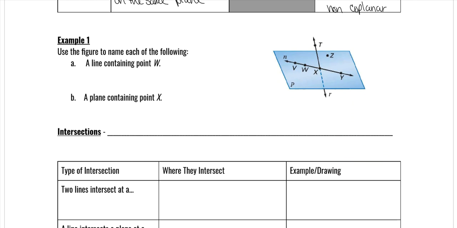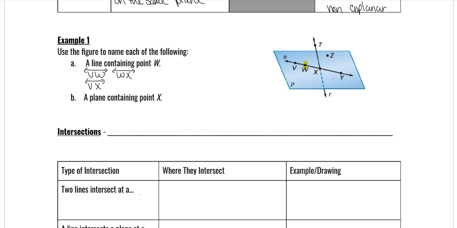So this says, use the figure to name each of the following. A line containing point W. Well, point W is right here, so it's only on one line. The problem is that you could name that line many, many different things. So that line could be named VW. It could, of course, be named WV. It could be named VX or XV. It could be named WX. All of these are the exact same line. It just can have many names.